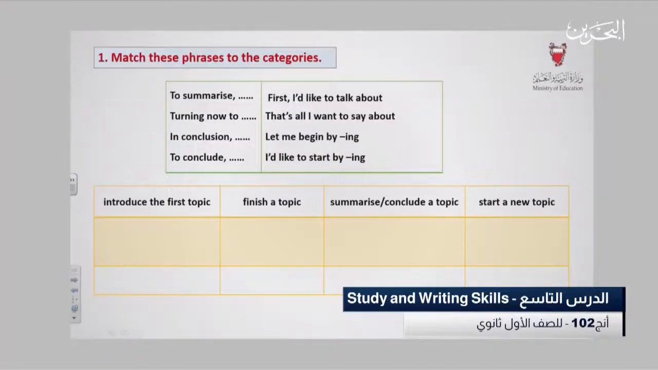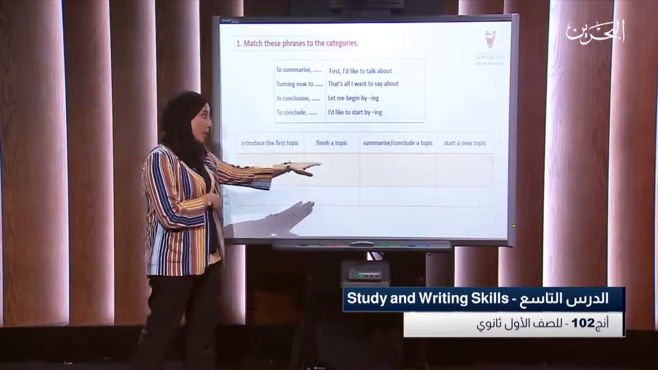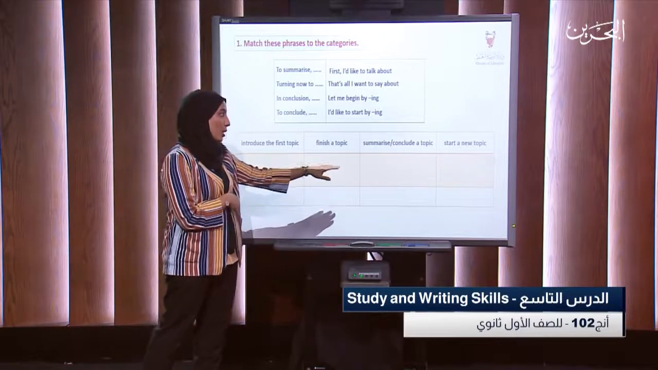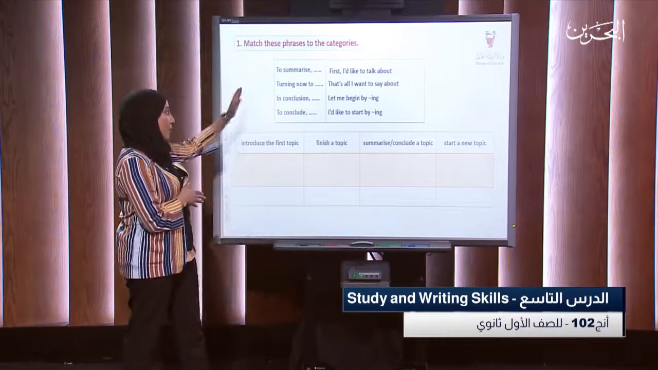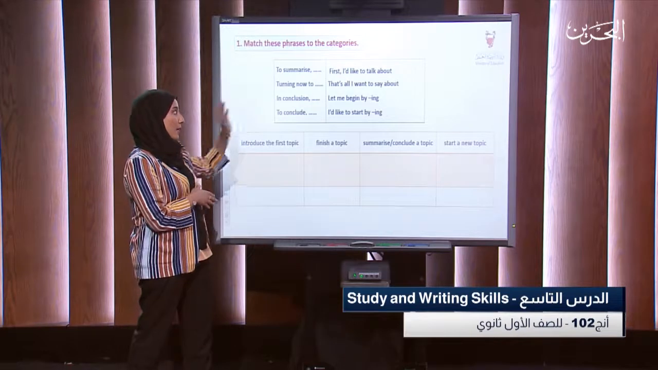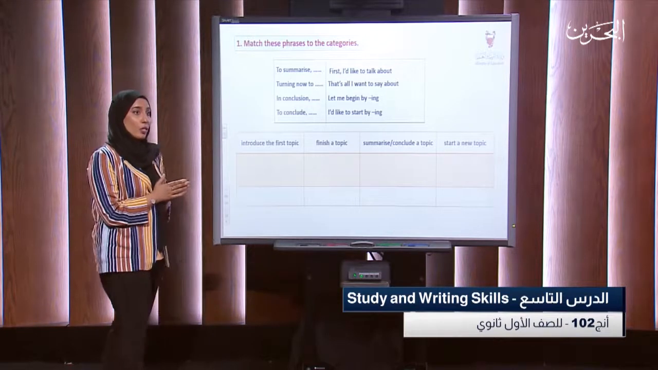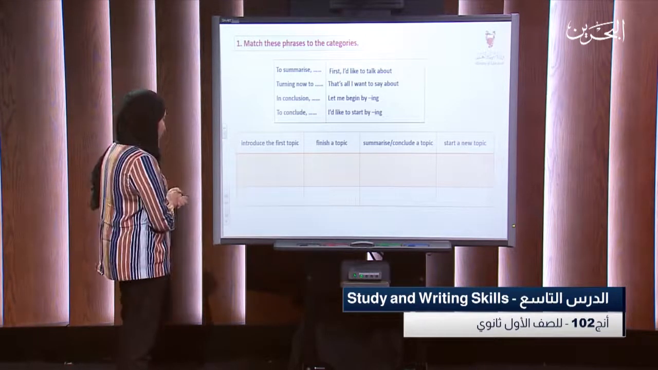First thing I would like to do is start by recalling certain things. So what I want you to do is recall by reordering the following phrases. We have introduce the first topic, finish a topic, summarize/conclude a topic, start a new topic. And there is in the box a number of phrases. What I want you to do is reorder them.